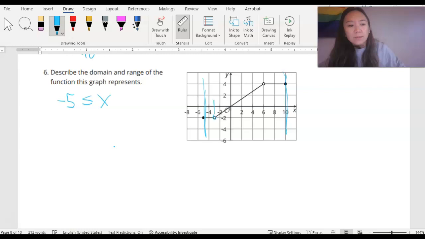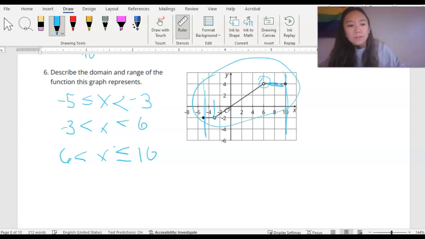And so we would have to say it's less than negative 3. And then x is greater than negative 3 or all the way up to here, less than 6. And then from here to here, x is greater than 6 and less than or equal to 10. So you have to write the domain here in 3 parts because there are parts of the x axis that are not included on this graph.